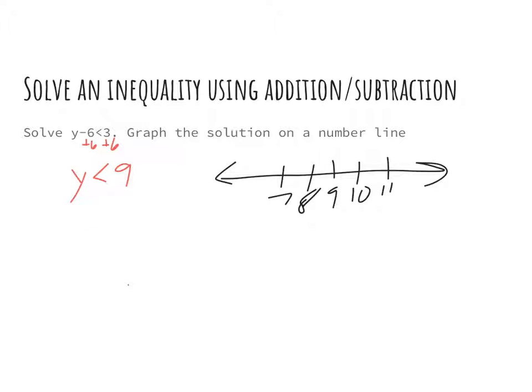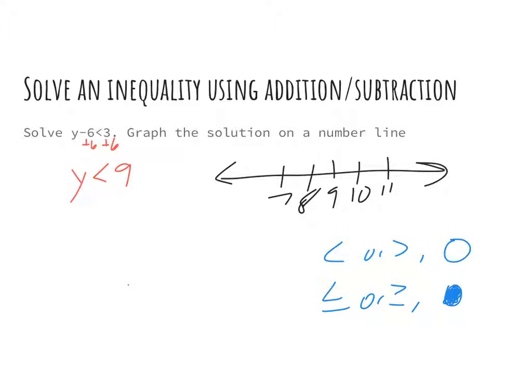Now when we're doing this, if it's less than or greater than, we're going to use an open circle. If it has the or equal to with it, we're going to use a filled in circle. Okay, so it'll be one of those two.